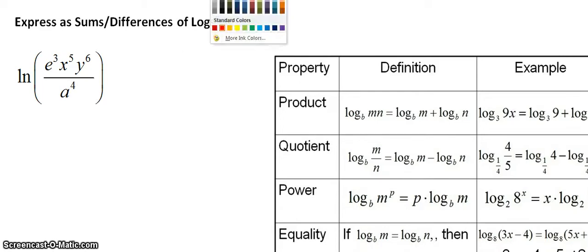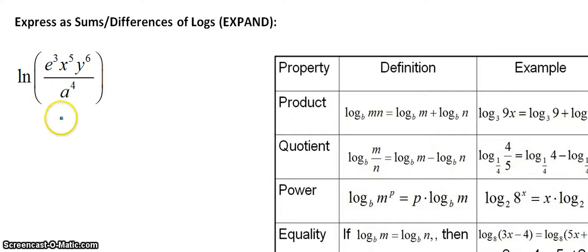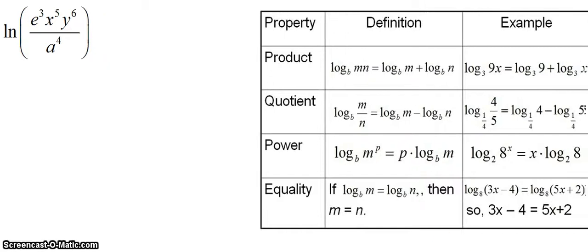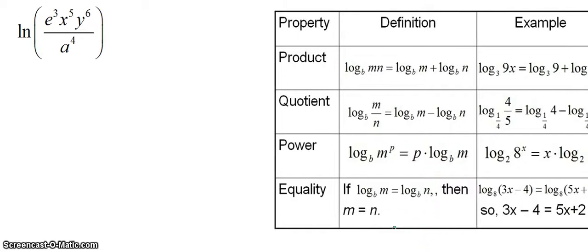Now, when I say expand, here are the directions. You're going to express as a sum or difference of logs. So you start with one log, you're going to end up with multiple logs. That's why it's expanding, because it's making it bigger. In order to do this, you're going to use the log properties, and there are 4 rules in particular that we are going to talk about.